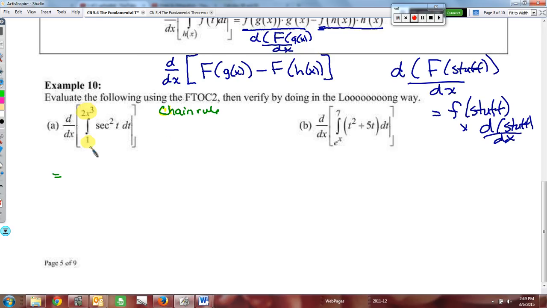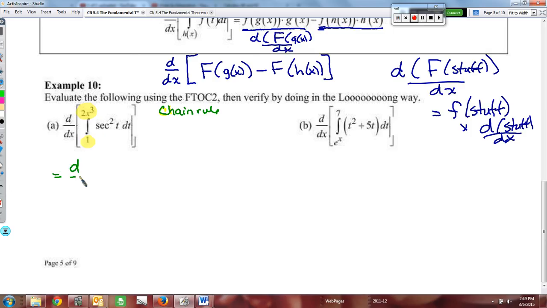So to take the derivative, I first think about what the antiderivative is. Secant squared is a known derivative of what? Secant squared is a known derivative of tangent. And then we're going to take the derivative of tangent, and so I would get back to secant squared, but I'm not really taking the derivative of tangent.